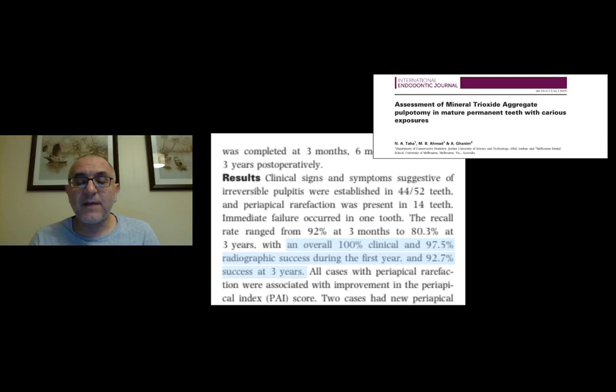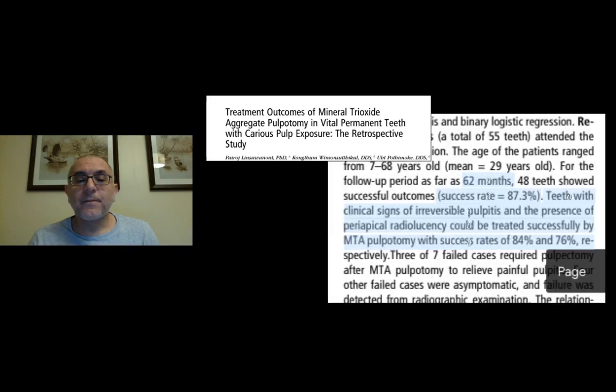So these are really large numbers, very big percentages of success. Here is another study, done over 62 months, and the success rate was 87.3%, which is very high. These numbers include cases with irreversible pulpitis and the presence of slight periapical radiolucency. In this case, 84% of the cases with irreversible pulpitis succeeded, and 76% of the cases with a widening of the periapical area also succeeded. So we're not just talking about cases which are purely non-symptomatic.